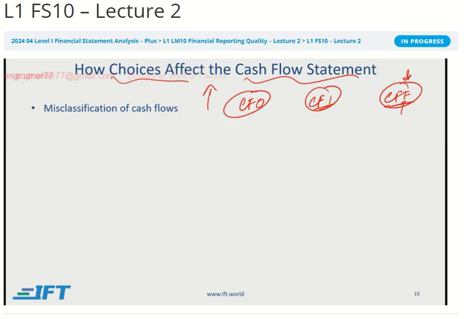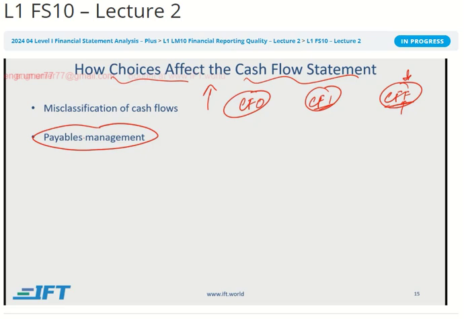So I might try and put it over here instead. IFRS does allow you to do that, right? So this is a misclassification of cash flow, again trying to overstate our cash flow from operations. You could also not pay your accounts payable until the balance sheet date is over.